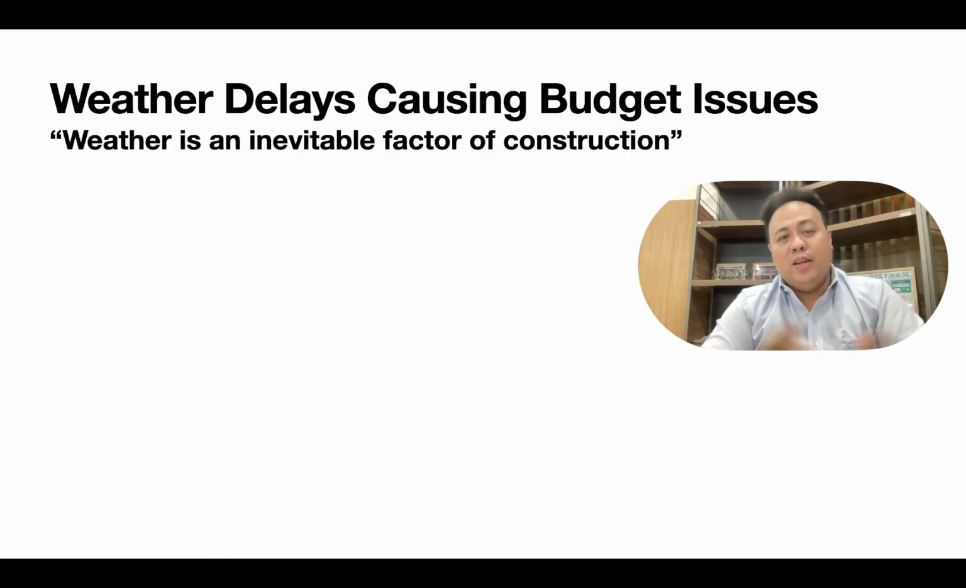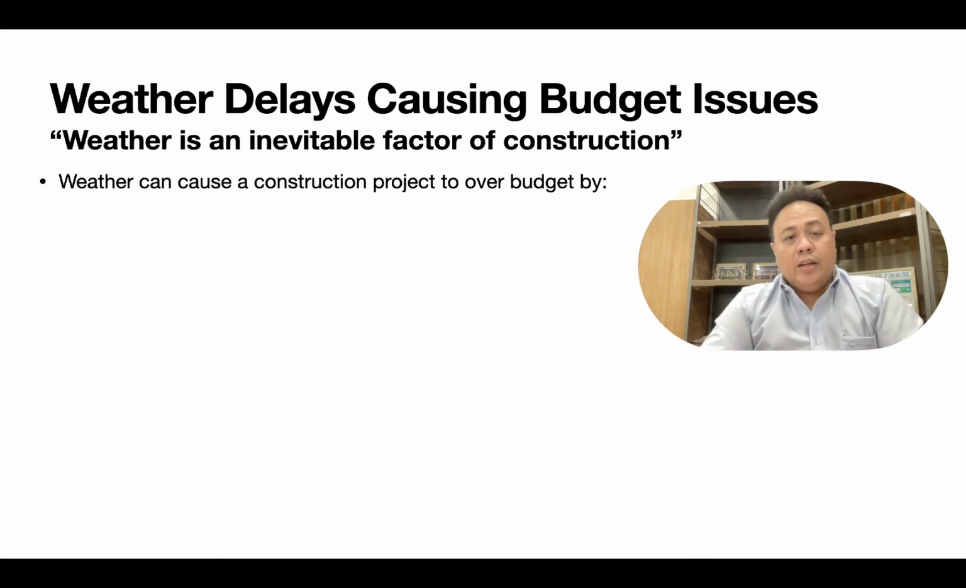The next one is weather delays causing budget issues. I think weather is an inevitable factor in construction. I don't say it's unpredictable, but the weather is there. So how will you work with the weather in order to avoid over budgeting or over costing or causing delay to your job site?